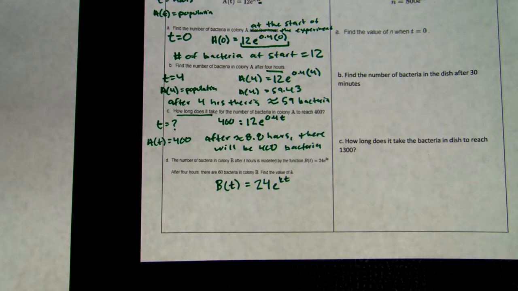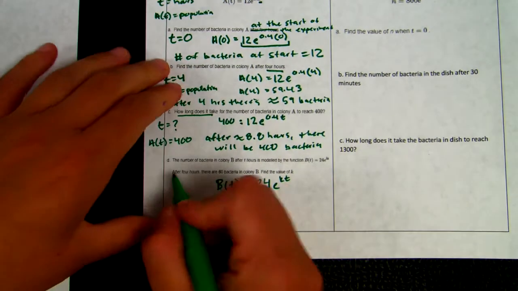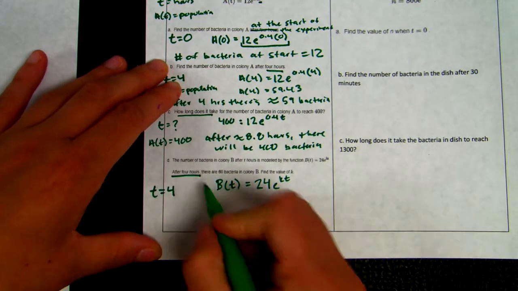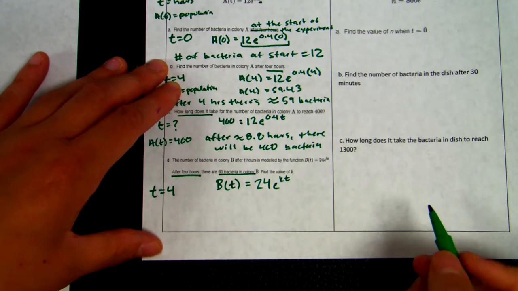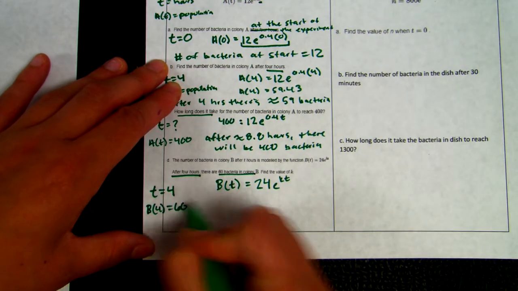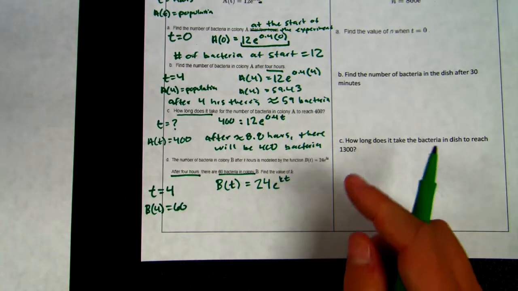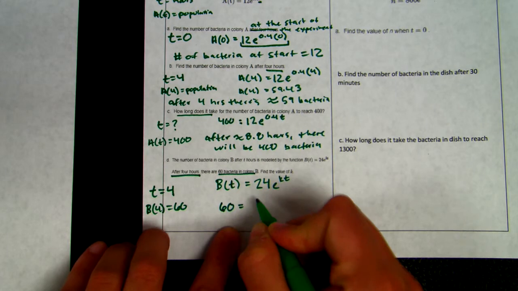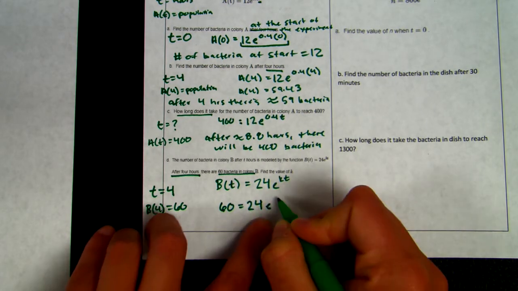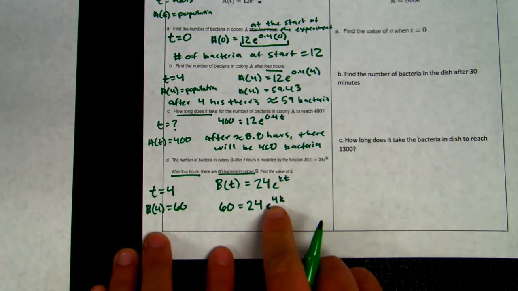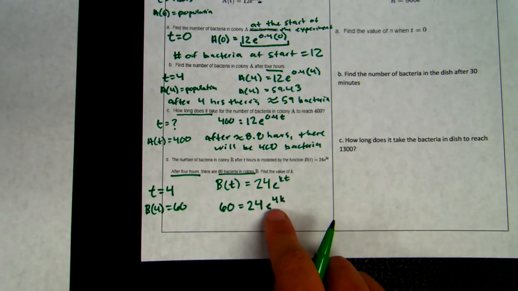Okay? So this is really important that we label our variables correctly here. After 4 hours, that means t is equal to 4. There are 60 bacteria in the colony. So B of 4 is equal to 60. Find the value of k. So let's plug in what we know first. I know B of t is 60. 24e to the power of k we don't know, but we do know t. So plug in what we know.